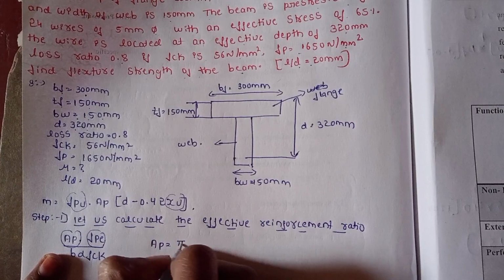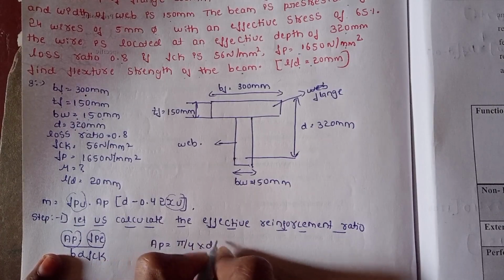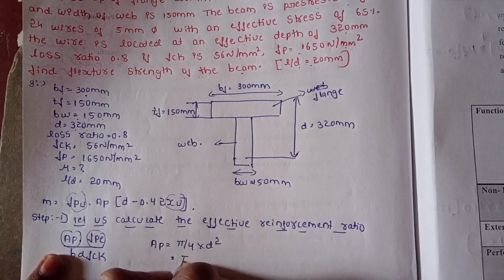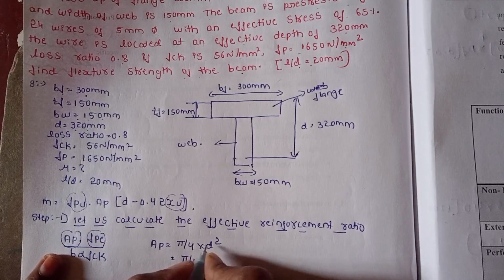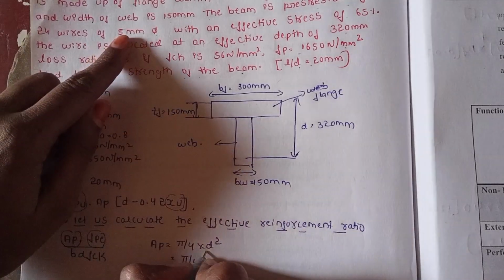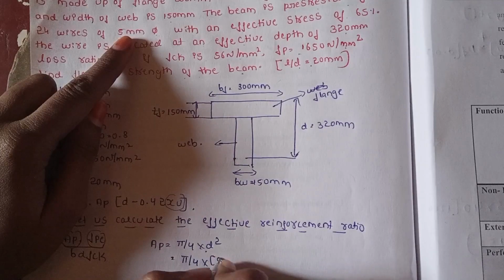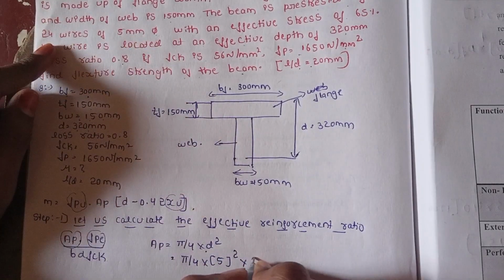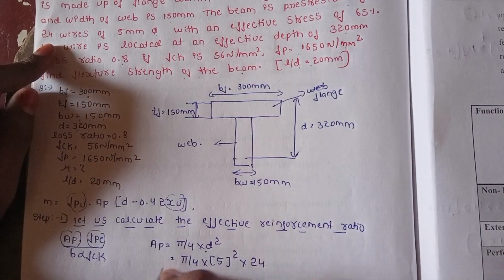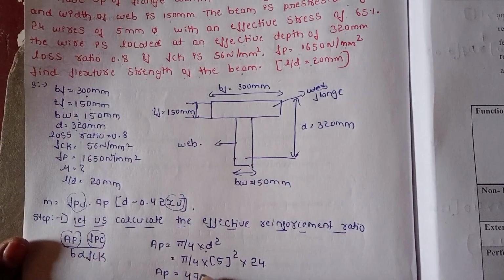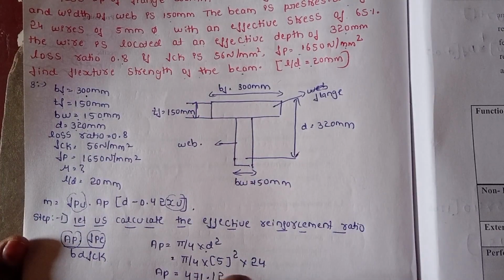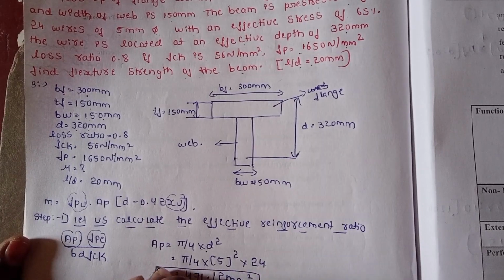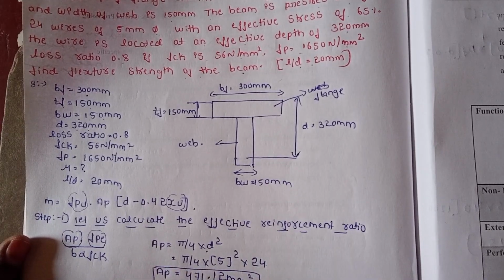Now the AP formula equal to pi by 4 into D square. So pi by 4 into diameter, which is given in the question as 5 mm dia, so 5 square into 25 wires. So the area value is 490.87 mm square. Okay, this is area value.